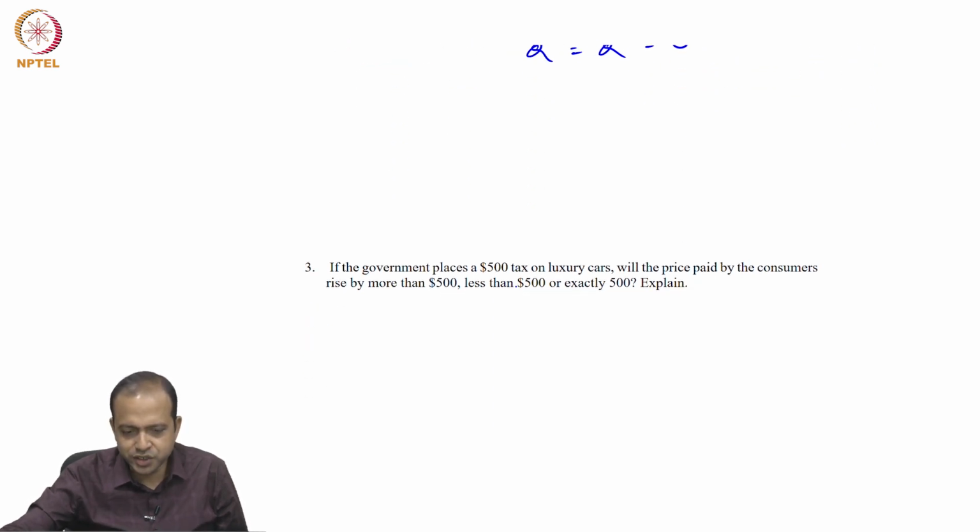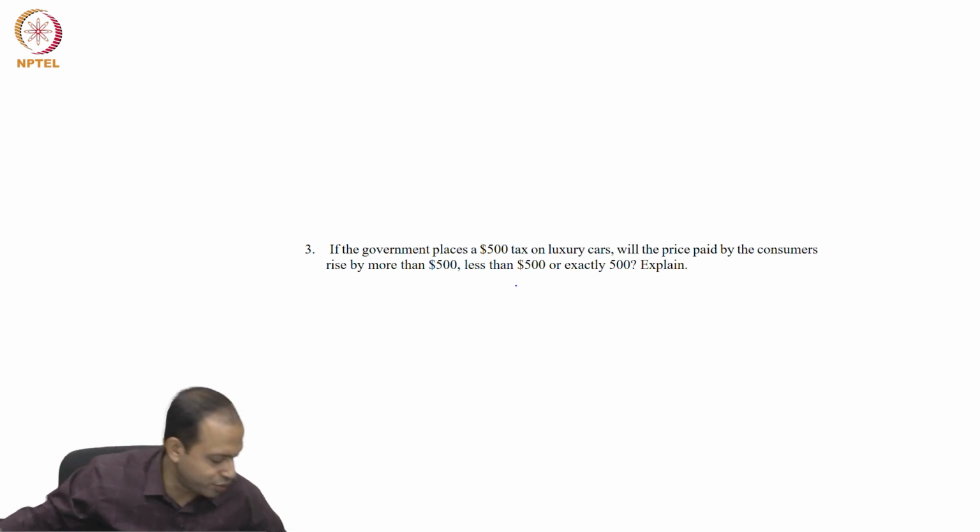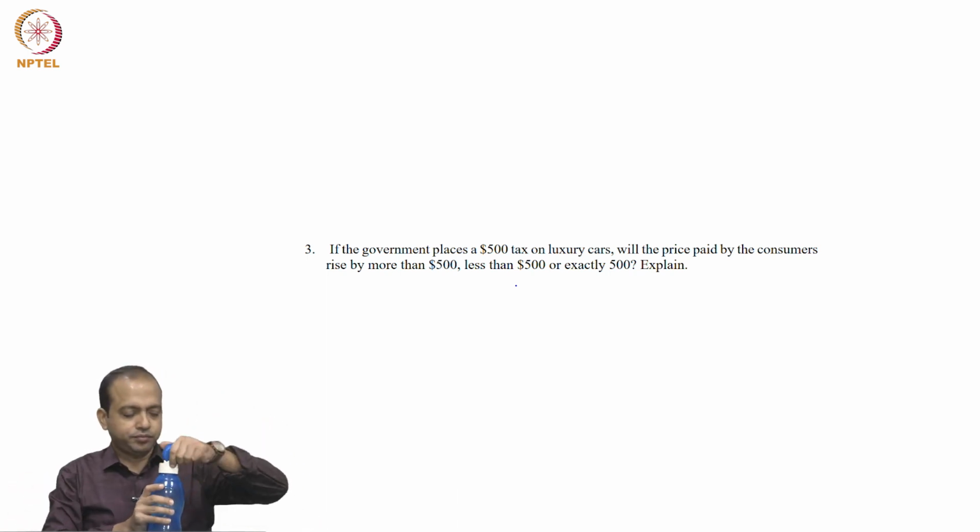Now, we will discuss some important government policies, which are tax and subsidy. These are all very important. So, if the government places a $500 tax on luxury cars, will the price paid by the consumers rise by more than $500, less than $500, or exactly $500? We have to explain.